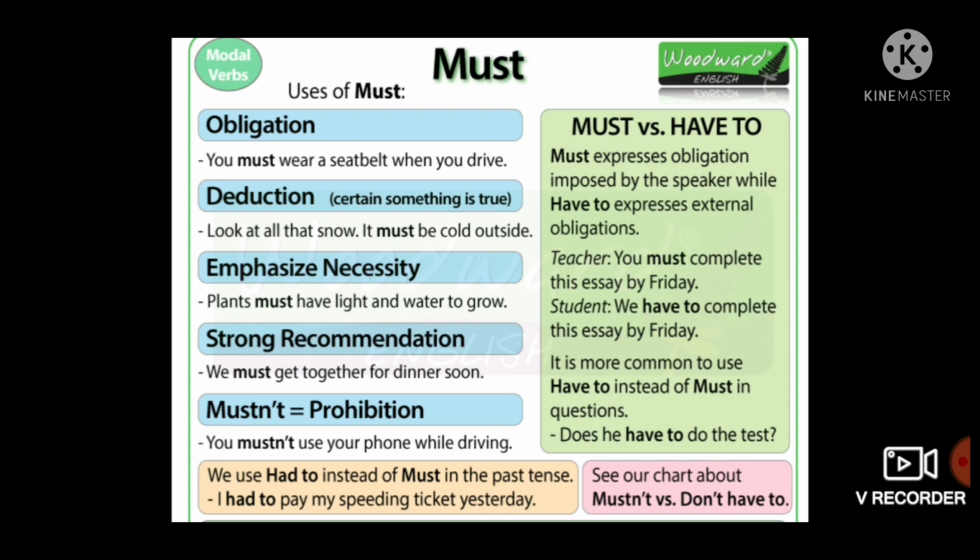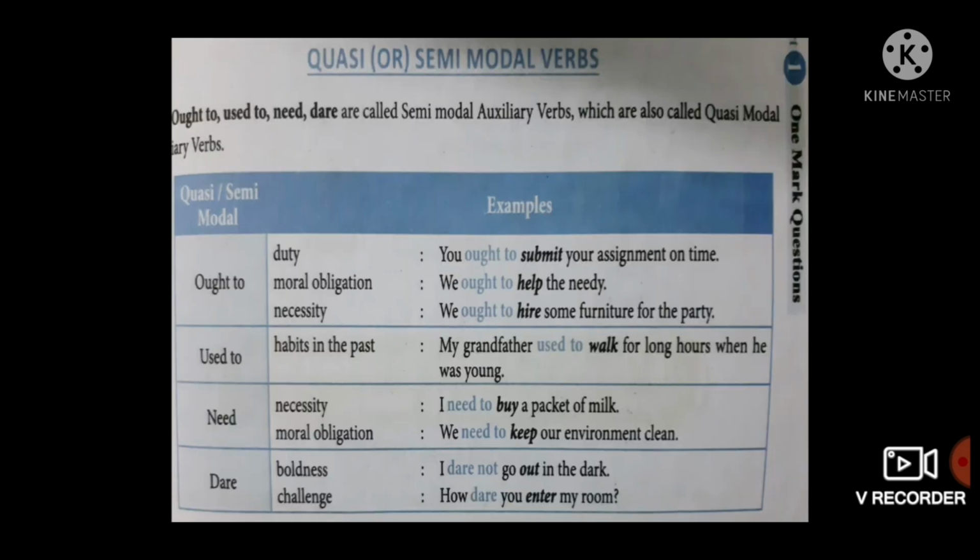So these are the 9 modal auxiliaries. So what are the 9 modal auxiliaries? Will, would, can, could, may, might, shall, should, and the last one is must. So now come to the semi-modal auxiliaries. So what are the semi-modal auxiliaries? There are 4 semi-modal auxiliaries. So what are they? Ought to, used to, need and dare. These are the semi-modal auxiliaries.